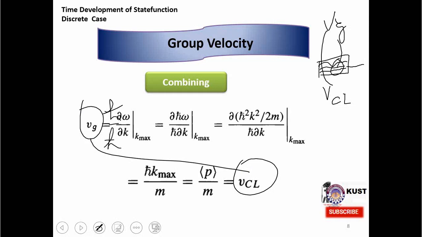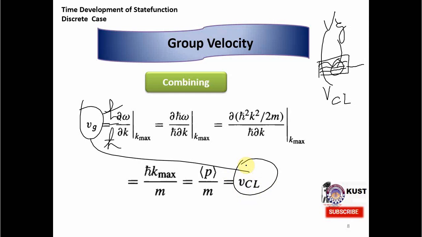So with classical velocity and group velocity, we can have the wave nature converted into the corresponding particle nature. When many wave components combine together, they form a group and move together, and this group velocity actually corresponds to the classical velocity.